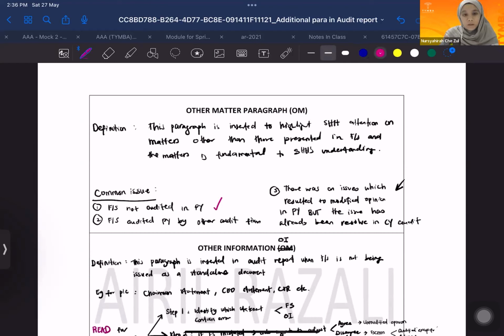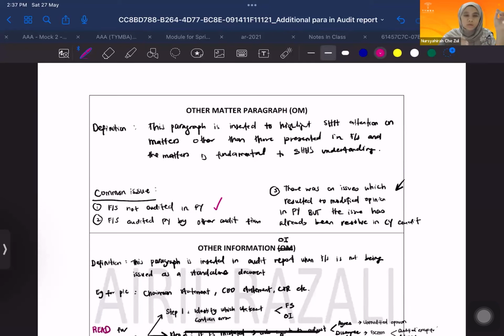the prior year FS is not being audited by any firm. For companies in the UK, let's say they have a certain threshold. If your revenue doesn't meet a certain level, or if your share capital is only at a certain level, you are exempted from the audit. So perhaps for our audit client, in the prior year, they were not required to be audited. To communicate that, we don't know where to put this issue, right? So we throw it under the other matters paragraph, OM.